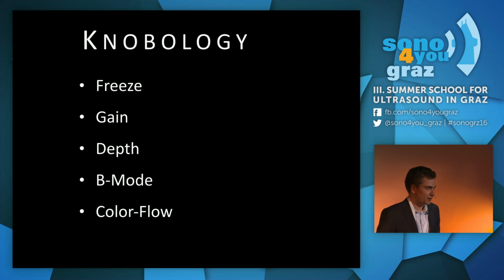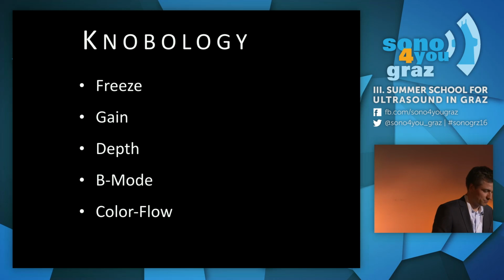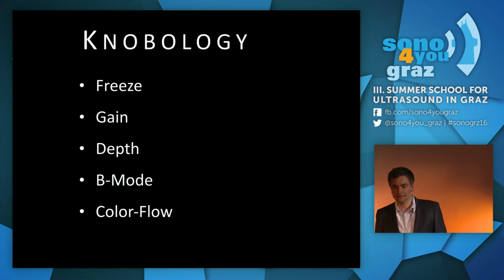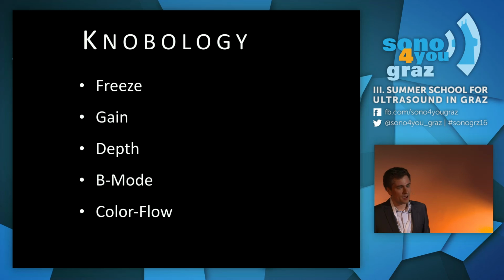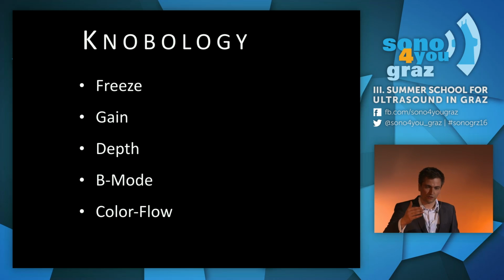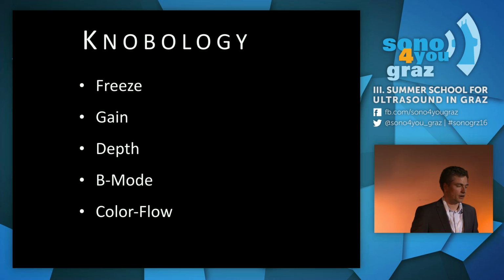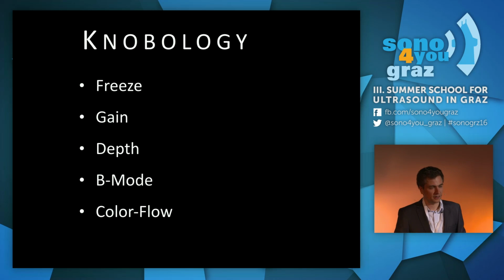Let's sum it up. We have talked about knobology. You have the freeze button to stop the image. You have the gain to adjust the brightness of your image. You have the depth to adjust the depth of your image. And you have the B mode to come back to normal scanning, and the color flow to actually look at flow.